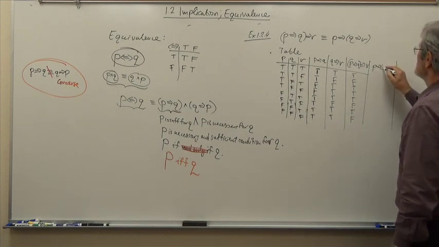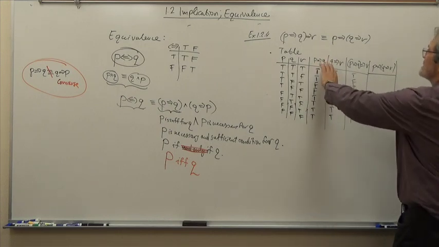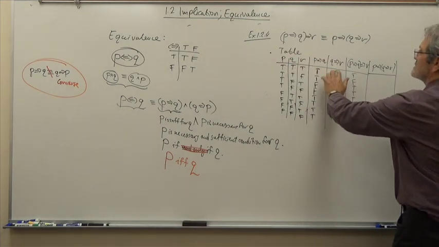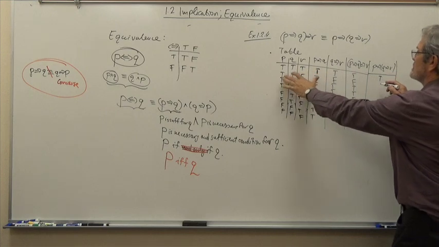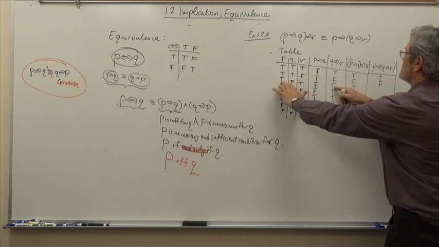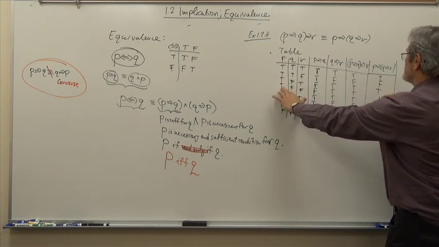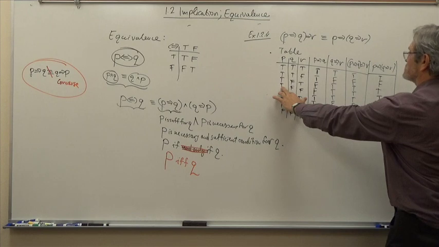P implies Q implies R. So this one, first or right, it would be true. True implies false is false. So far is good. P implies Q implies R is true. True. So far it's good.